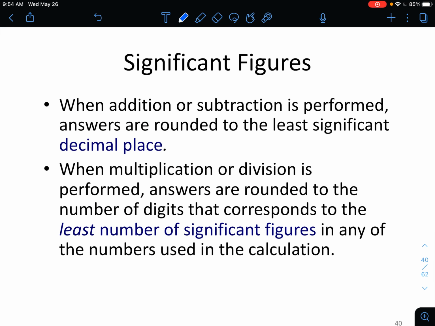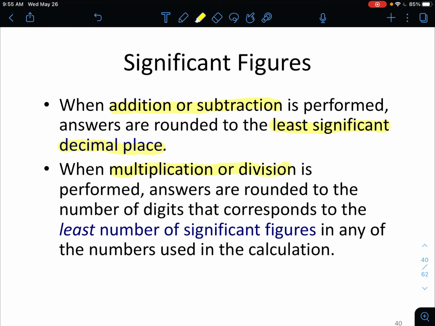So now I want to talk about how we're going to apply these rules depending on whether we're doing addition and/or subtraction. And then after that, we'll talk about our rounding rules a little bit. Okay, so here again, I'm telling you the rules, and then we'll sort it out more clearly after that with examples. When addition or subtraction is performed, answers are rounded to the least significant decimal place. So whichever number has fewer significant figures after the decimal place, that's going to dictate how many digits I include.